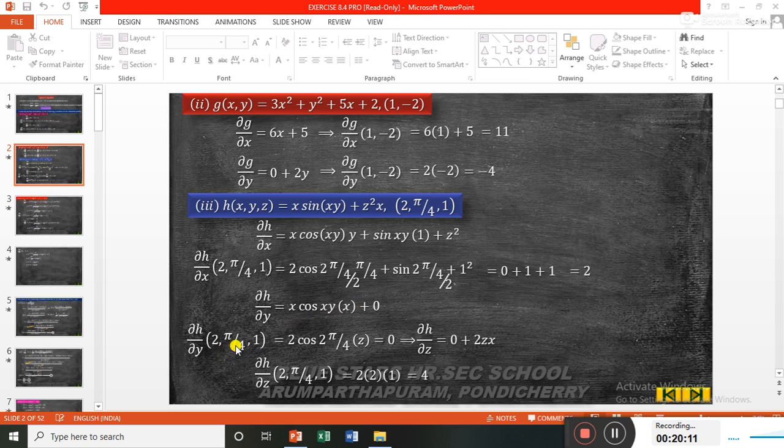Next, at the point, I substitute the point. The point is 2 comma pi by 4 comma 1. x equals 2, y equals pi by 4, z equals 1. Therefore, dou h by dou y at the point, the x value is 2, so x squared means 2 squared, 4. Next cos of, that means 2 into pi by 4 is pi by 2. So 2 and 4 cancelled. So we got cos pi by 2. Cos pi by 2 is 0. So 0 into anything is 0.